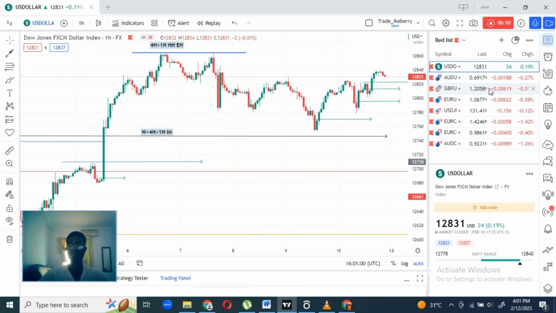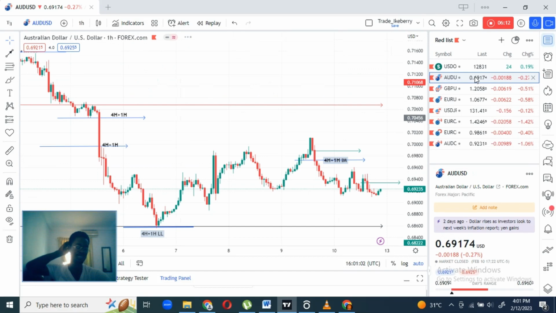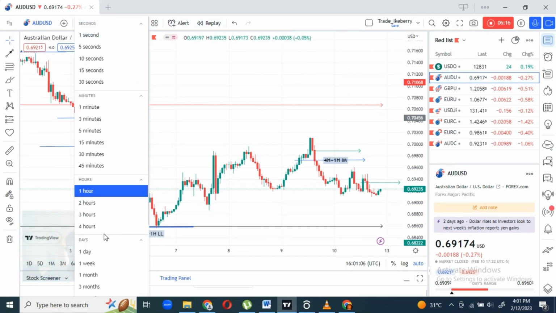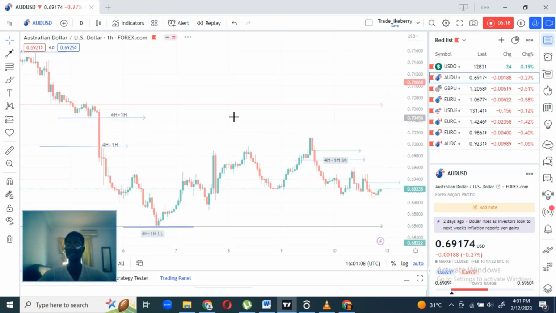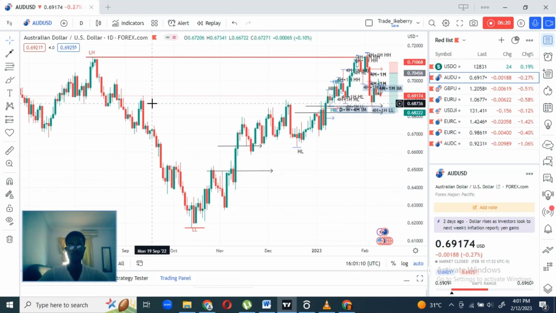So dive into the AUD USD. AUD USD is the same as the US dollar index, but a little bit different. Diving in, let me go straight into the daily. If you take the daily, there's a daily lower high, then there's a daily lower low. So it's a long trade.